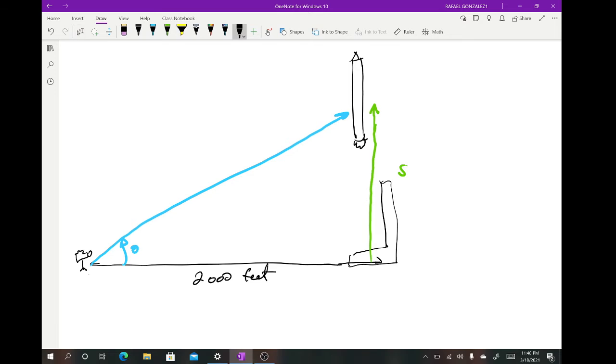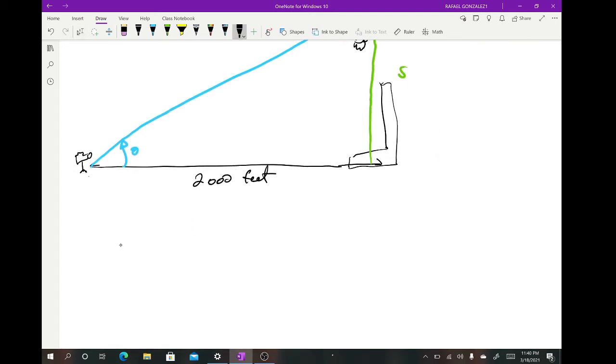So again, the camera is 2,000 feet from the base of the launch pad. The rocket is going up by a distance of s, and s is equal to 50t squared. And we are interested in finding the rate of change in the angle of elevation of the camera. And I just said that the angle itself is theta at any given time t.